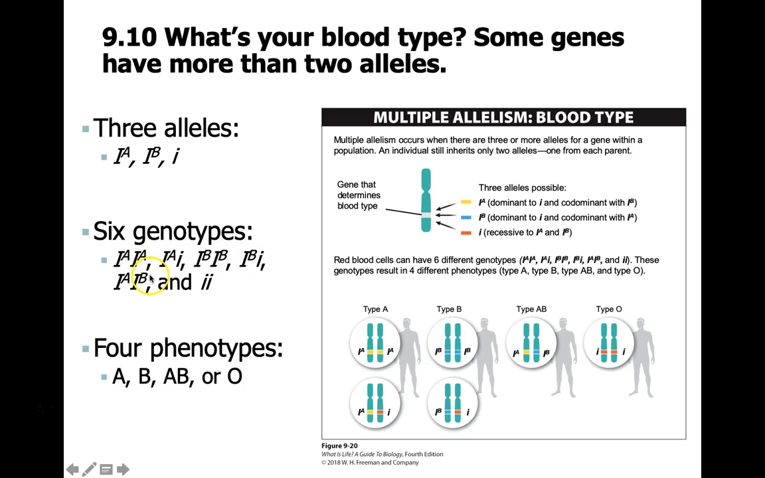You can also have a codominant situation where you have A and B together. This is the AB blood type. And finally, you can be recessive for both alleles and be the O blood type.